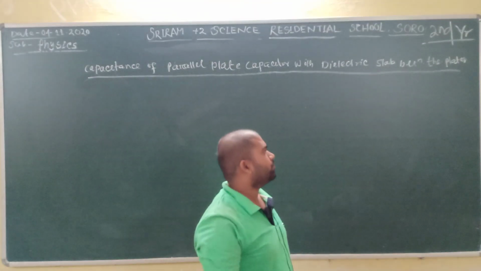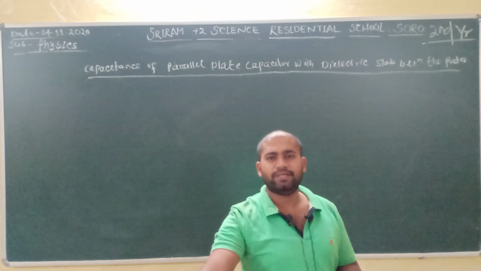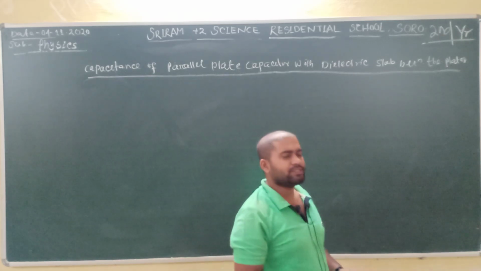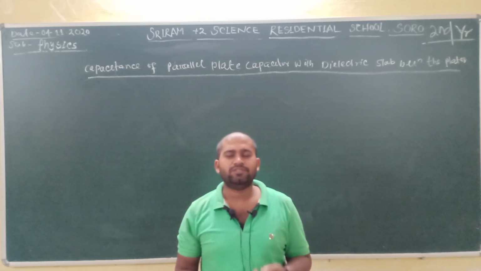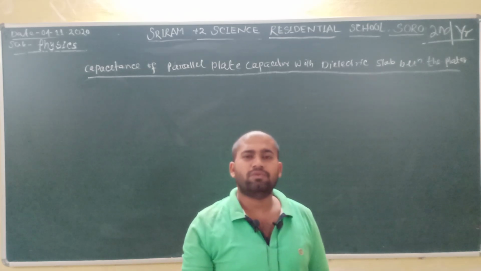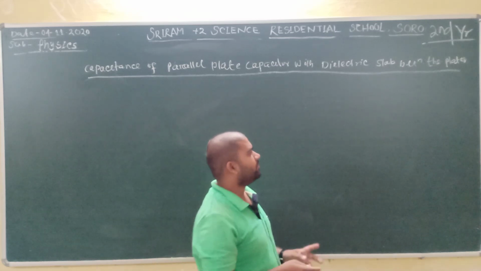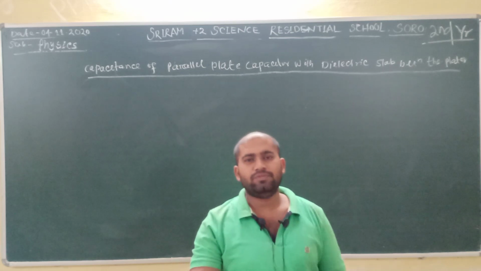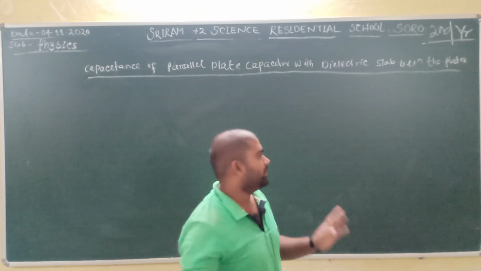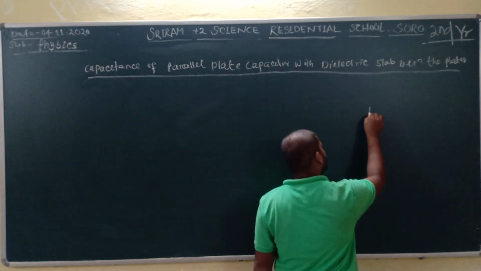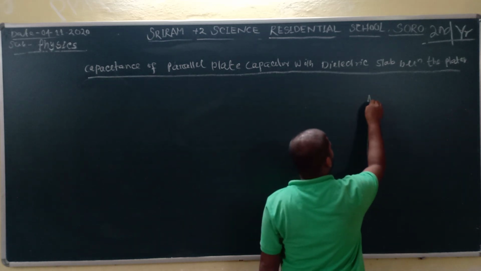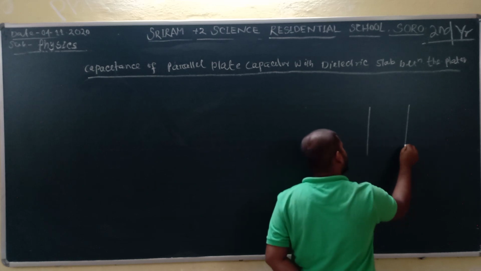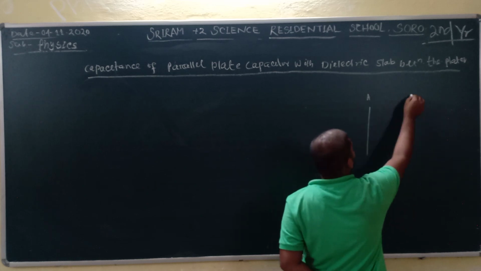In order to observe the effect of dielectric on capacitance, let us first consider parallel plates, each of area A, containing equal and opposite charges separated by some distance d, and at first we assume that between the plates there is an air medium. So, let us take the first condition. There are two plates, each of area A.